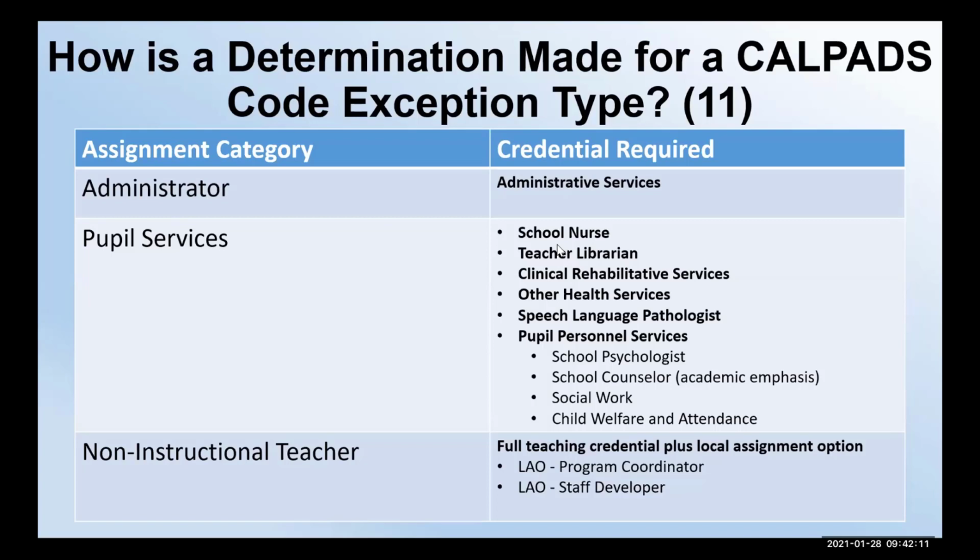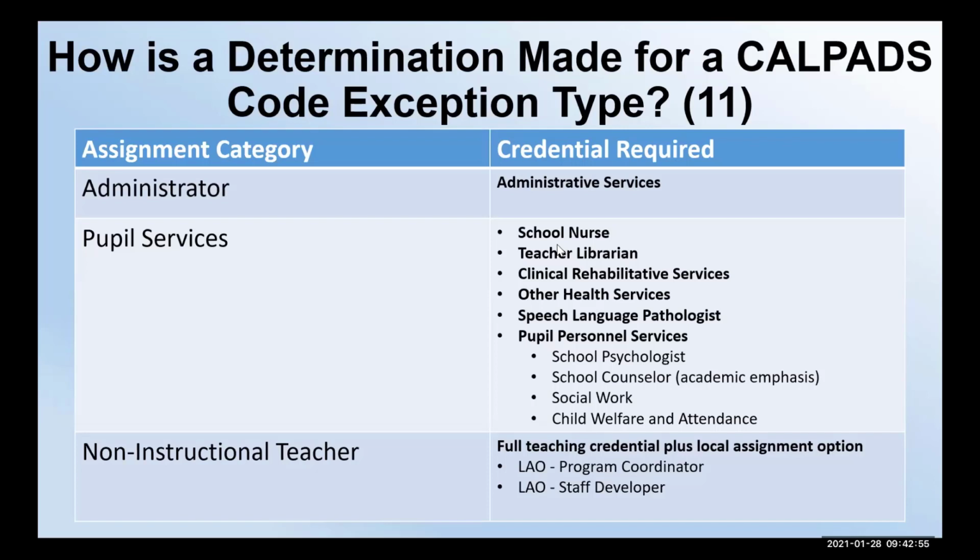And generally, when you're thinking about the selection of the appropriate non-classroom based or support assignment code, you need to take into consideration what CTC is generally considering as the required credential. So if you select an administrative code, then they're generally going to require an administrative services credential, unless that administrator is on some sort of local assignment option. For our pupil services category, this is a very broad, overarching category that includes assignments that fall under the pupil personnel services credential, as you can see here at the bottom of this particular box.